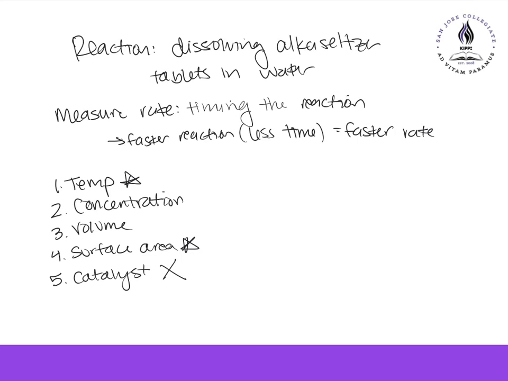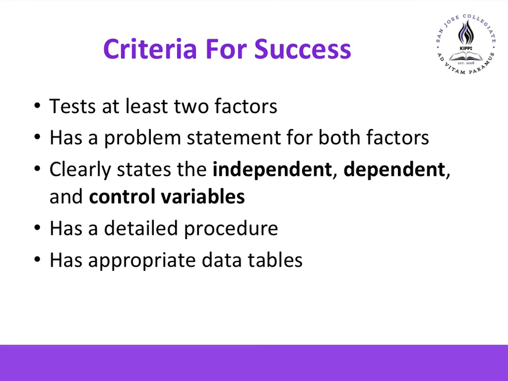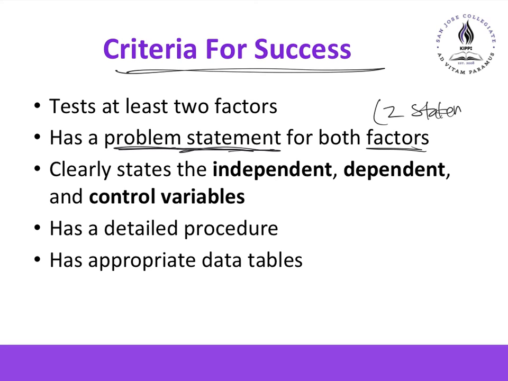Surface area is a really good one, and then one of these 2, you can do at least one of those, but you have to do at least 2, so I would recommend choosing those ones. Okay, so here's how you're going to be successful on your lab. You're going to choose at least 2 factors of the 5 that we talked about the day before. Your lab has to have a problem statement, and this is what you need to get done in order to be ready to go. For both factors, so that's 2 statements total. And you need to clearly state your independent, dependent, and control variables.